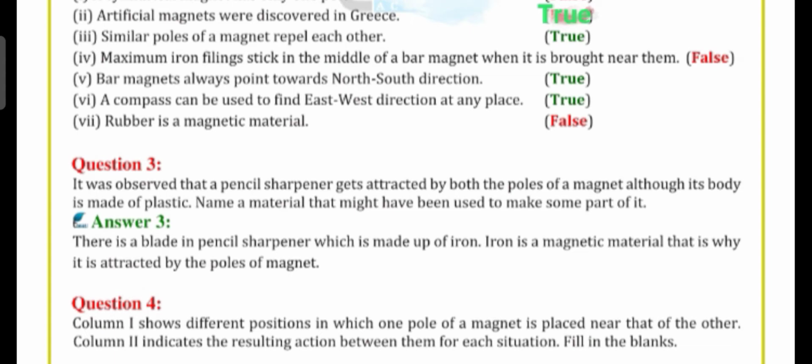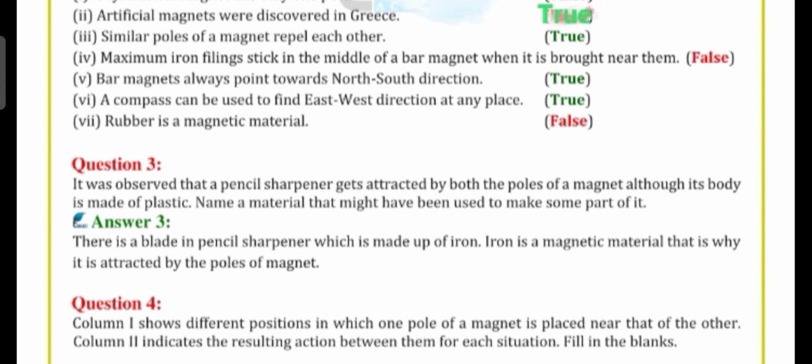Yes, take one sharpener in your hand and look around. What are the two materials in the sharpener? Yes, one part is made up of plastic. The body is made up of plastic, and one part of the sharpener is made up of iron material, isn't it? So iron is a magnetic material. That means it will be attracted to a magnet. So it is attracted to the poles of the magnet.